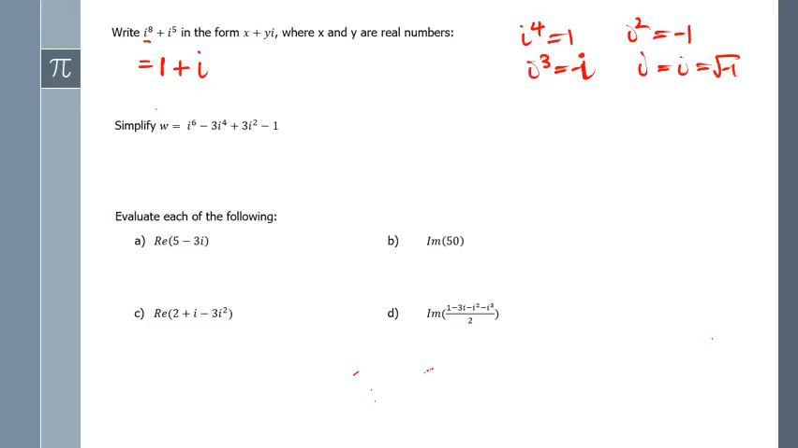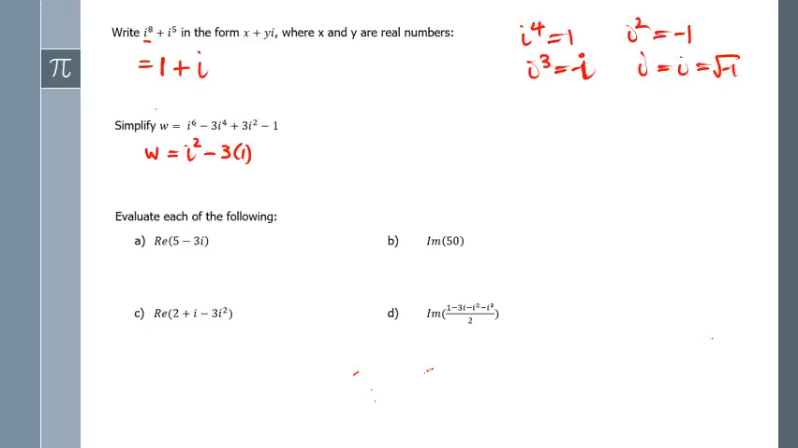We don't need to write the power of 1 in there, so we just leave it as 1 plus i. Here with w, we look for our remainder when we divide by 4. So if I divide 6 by 4, I have a remainder of 2. If I divide 4 by 4, I have no remainder. So it's just 3 times 1, because i to the power of 4 is 1.